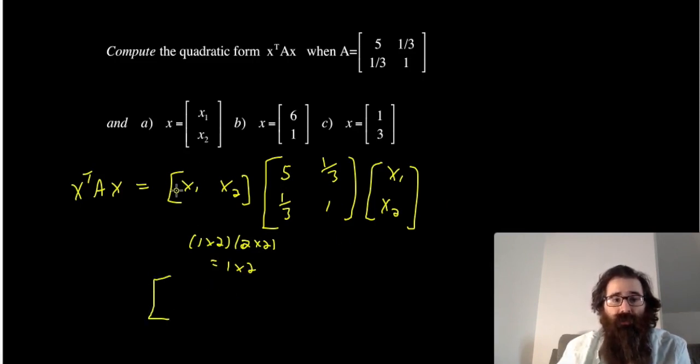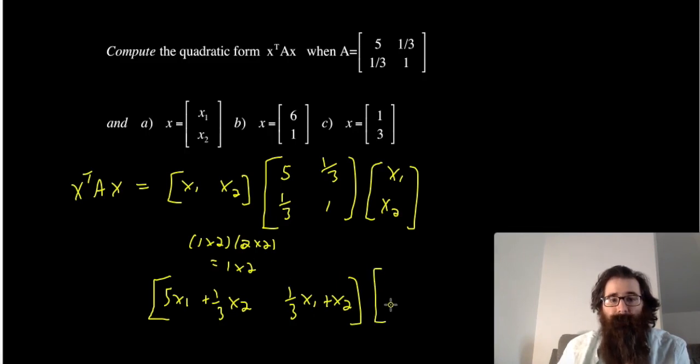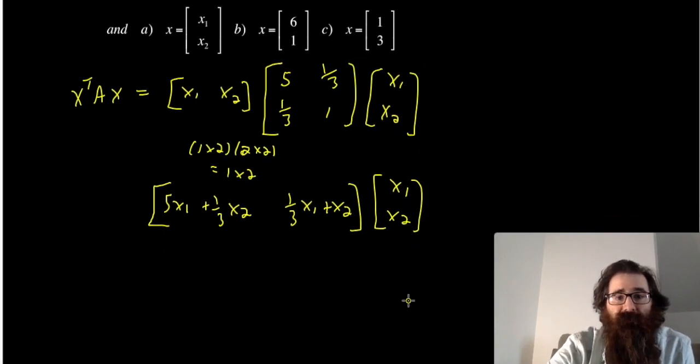So with my 1 by 2, I'm going to have, think of the row column rule, x sub 1 times 5, which is 5x sub 1, and then plus x sub 2 times 1/3, which is 1/3 x sub 2. And then for my second entry, I'm going to stay in my row from my row vector, but then move to the second column, x sub 1 times 1/3, so that's 1/3 x sub 1, and then plus 1 times x sub 2, which is just plus x sub 2. So those are two entries here. But I still have to multiply by vector x to finish this off.